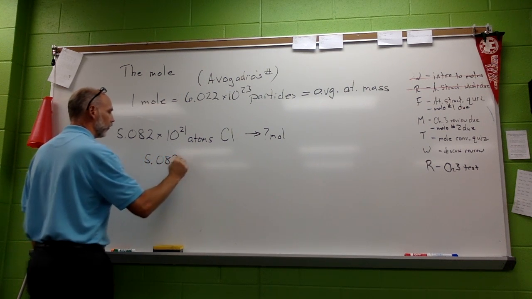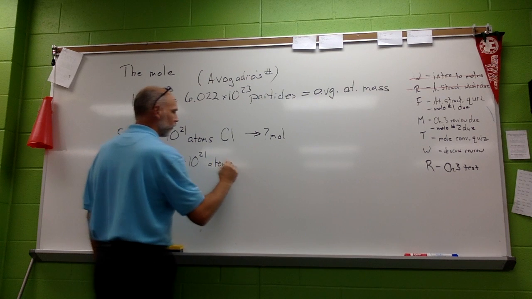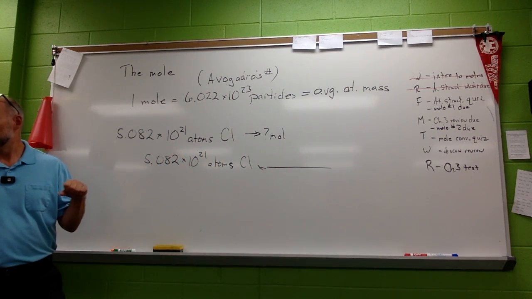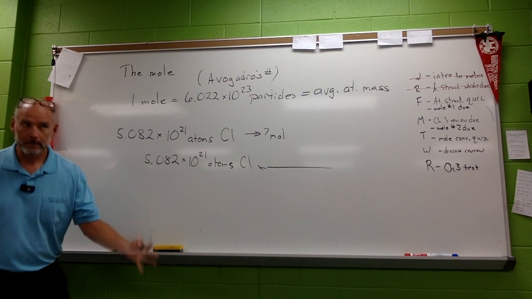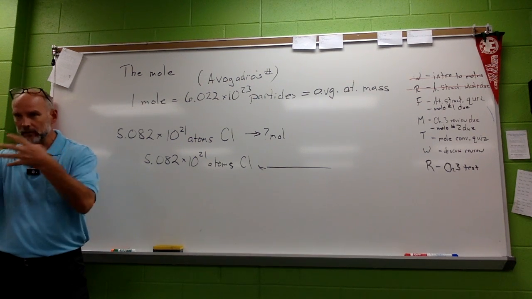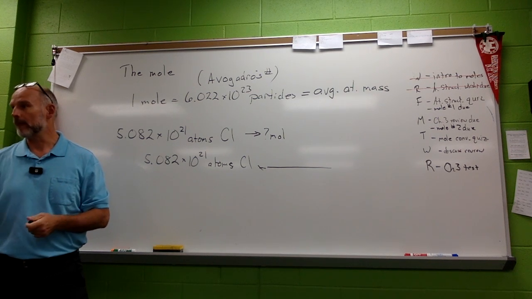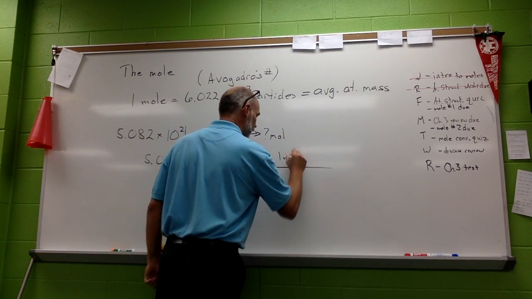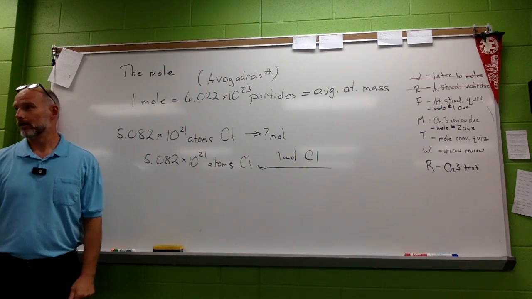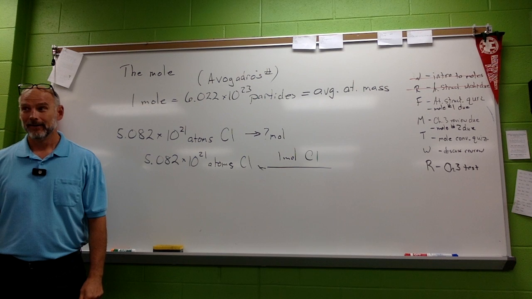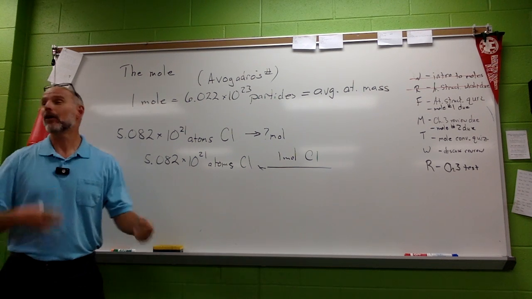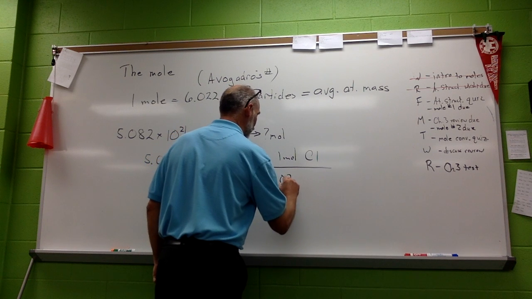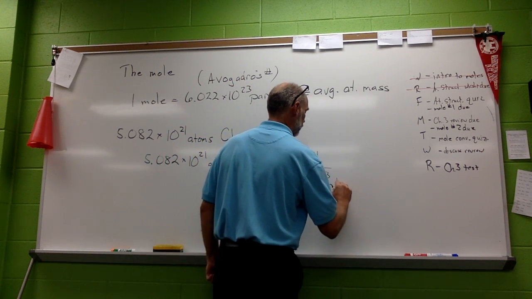So, 5.082 times 10 to the 21st atoms of chlorine. What's going to go in the numerator? If you guys all shout it out at the same time, it cancels the noise out, so just one at a time. Excellent. 1 mole. And what goes in the denominator? How many atoms? I just gave you the easy way to do it. Avogadro's number, 6.022 times 10 to the 23rd. There you go.